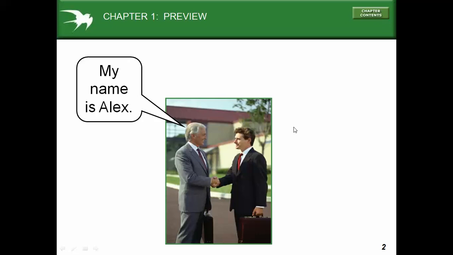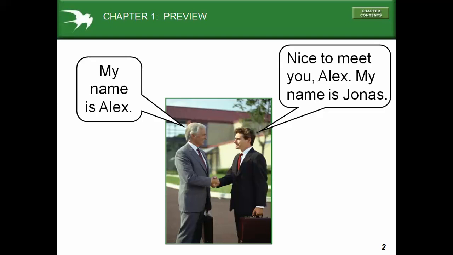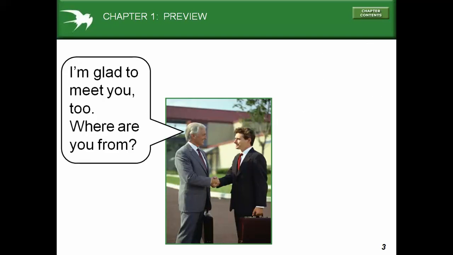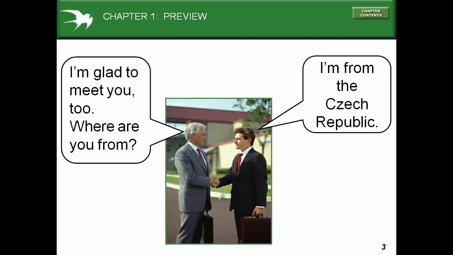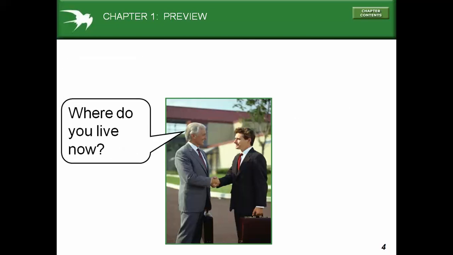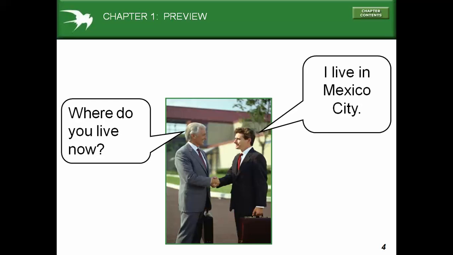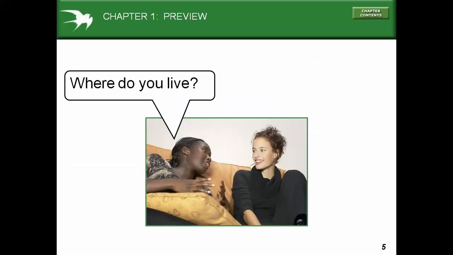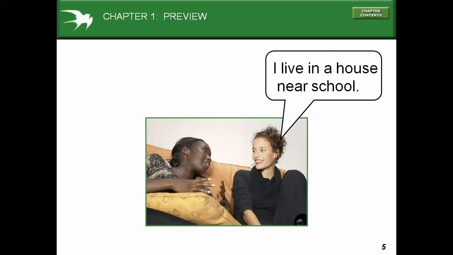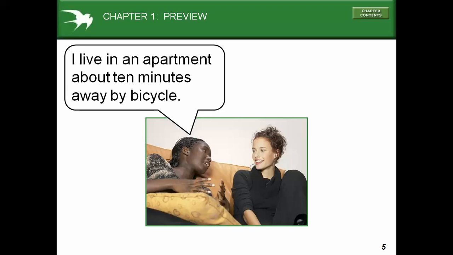Look at these simple sentences in the present simple tense. My name is Alex. Nice to meet you, Alex. My name is Joannes. I am glad to meet you too. Where are you from? I am from the Czech Republic. Where do you live now? I live in Mexico because this is a fact. Where do you live? I live in a house near school. Where do you live? I live in an apartment about 10 minutes away by bicycle.